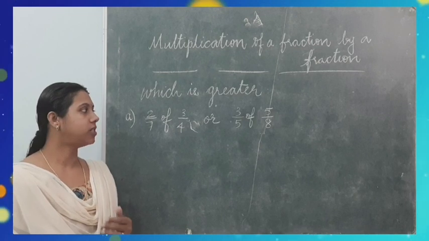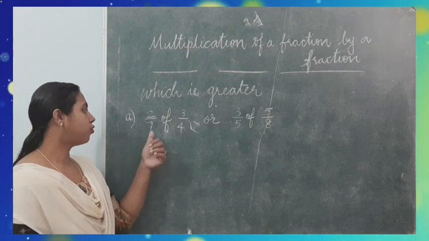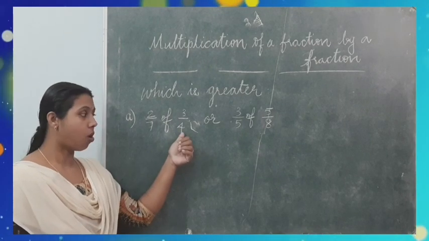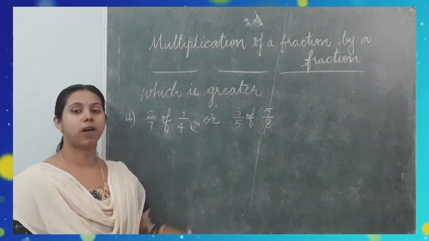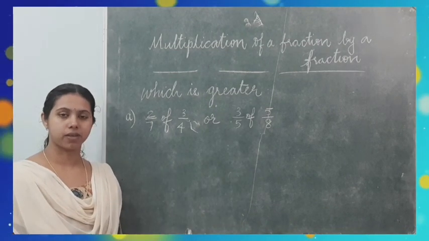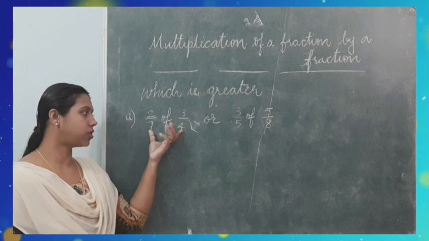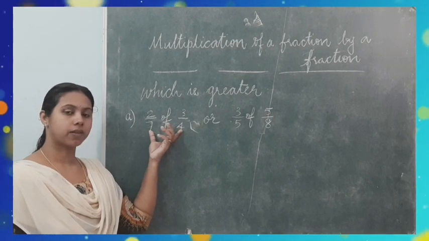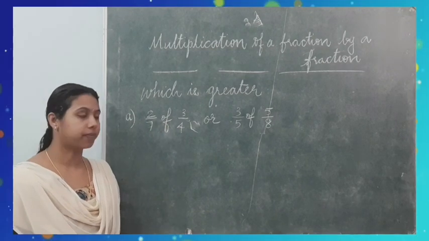Next question is, which is greater? 2 by 7 of 3 by 4 or 3 by 5 of 5 by 8? So, first you have to multiply these two fractions. Then you have to compare it.